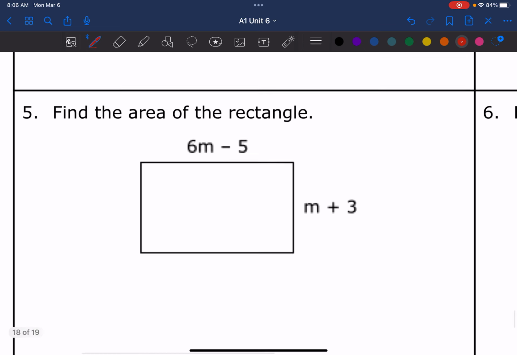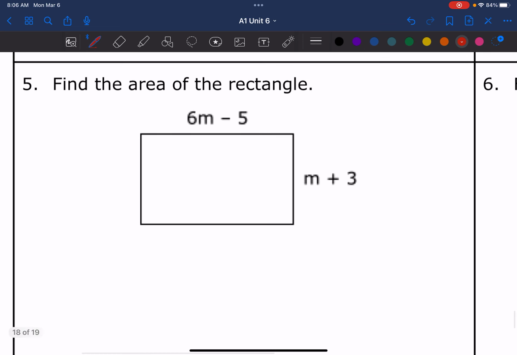Okay, next one says find the area of a rectangle. So they give us a rectangle here and they give us some measurements. Now, area of a rectangle, the formula for that is always going to be length times width. So you can think of this first one as our length and this second one as our width. So all we're going to do here is multiply these two things together.